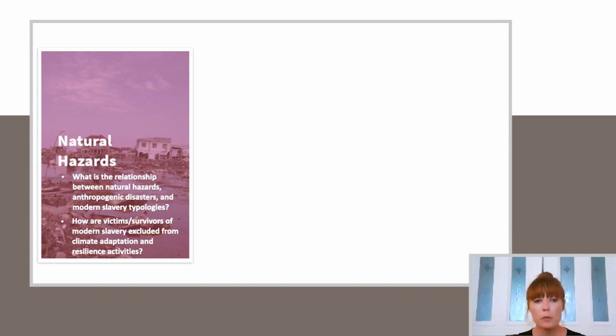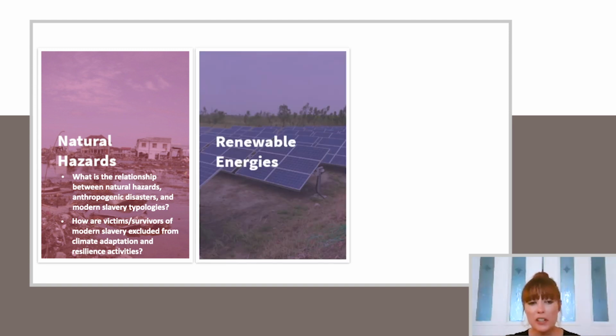And so we know, of course, that a lot of survivors and victims are migrants. They may be undocumented migrants. And so are they being excluded from these adaptation and resilience activities? And does that in turn make them even more vulnerable to modern slavery after a natural hazard? As I mentioned, renewable energies as well. We've already talked about the conundrum that many renewable energies rely on renewable batteries, which are produced with cobalt. But we're also starting to think about how new energies can reduce vulnerability to modern slavery.